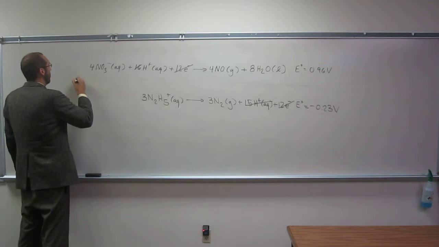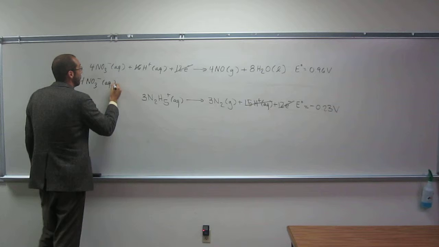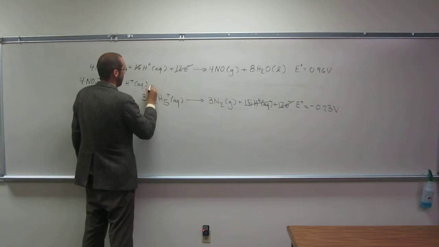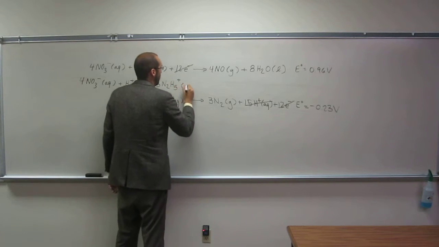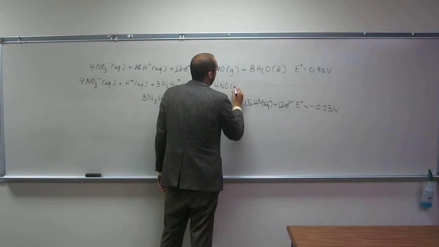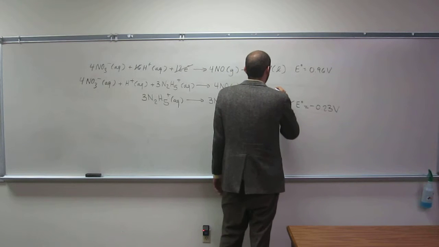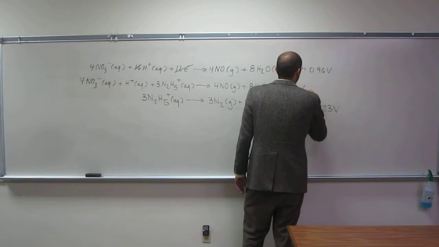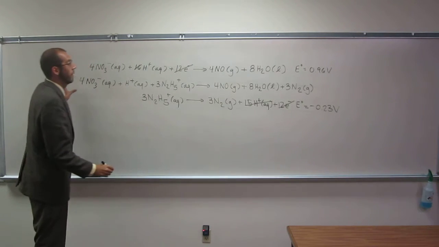Okay, so let's write the overall reaction. So I'll write it in the middle. So 4 NO3 minus aqueous plus a proton aqueous plus 3 N2H5 plus aqueous goes to 4 NO gas plus 8 H2O liquid plus 3 N2 gas. That's it. Okay, so that's your overall reaction equation.